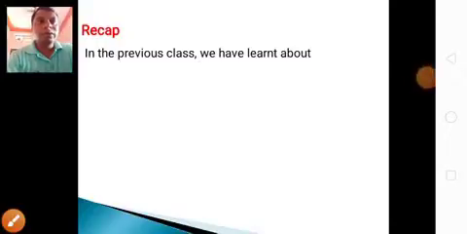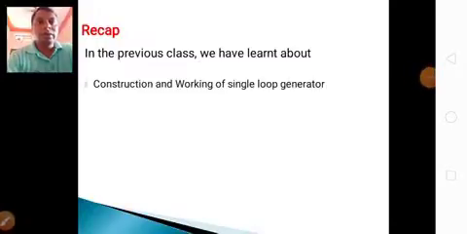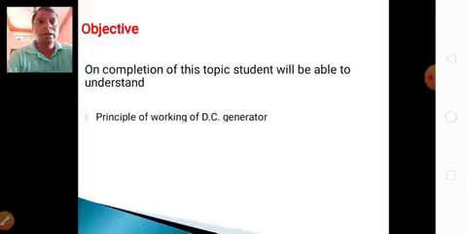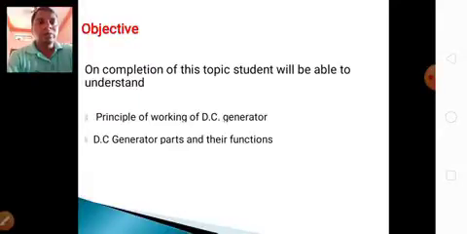In the previous class, we have learnt about construction and working of simple loop generator. On completion of this topic, students will be able to understand the principle and working of DC generator, the DC generator parts and their functions, that means the construction of DC generator.